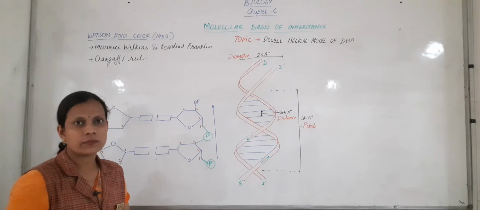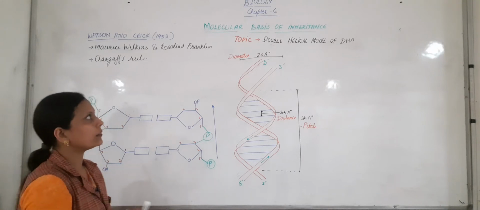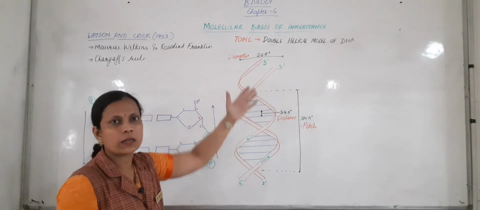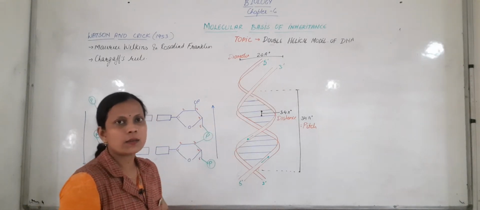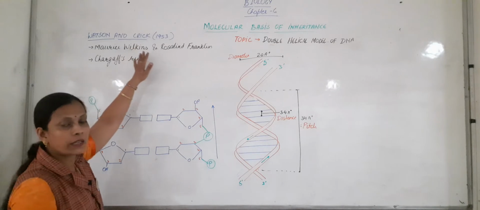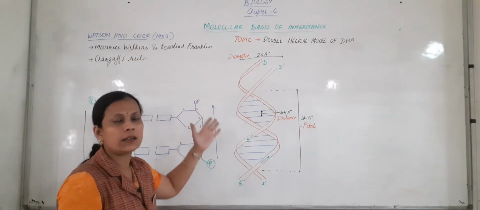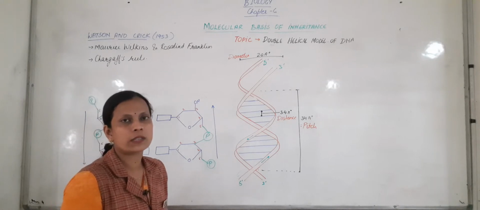Namaste students. Today is our next topic, that is the double helical model of DNA. When we come to the double helical model of DNA, it is a model proposed by Watson and Crick in the year 1953. It is called their model as a double helical model. The name associated is always Watson and Crick.